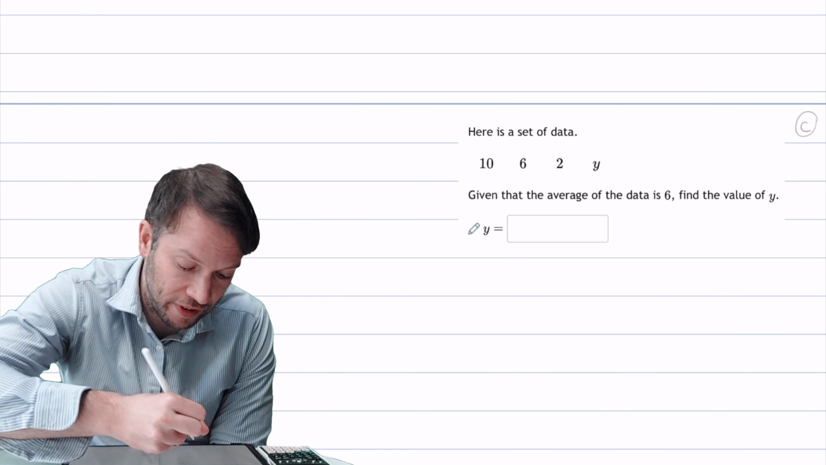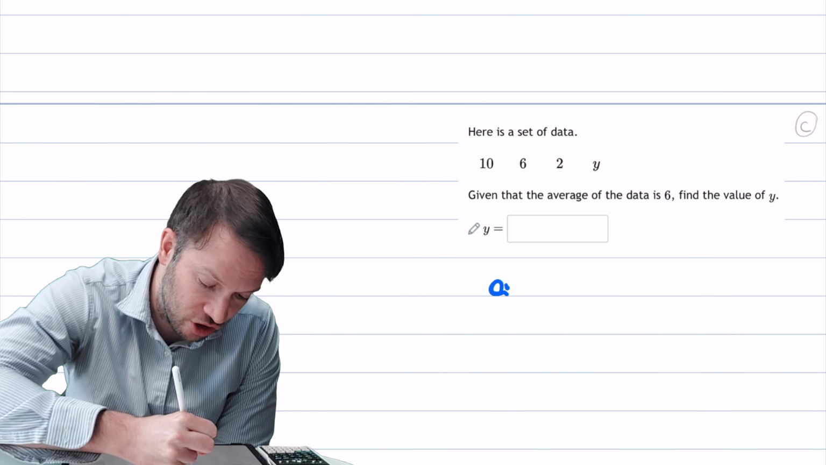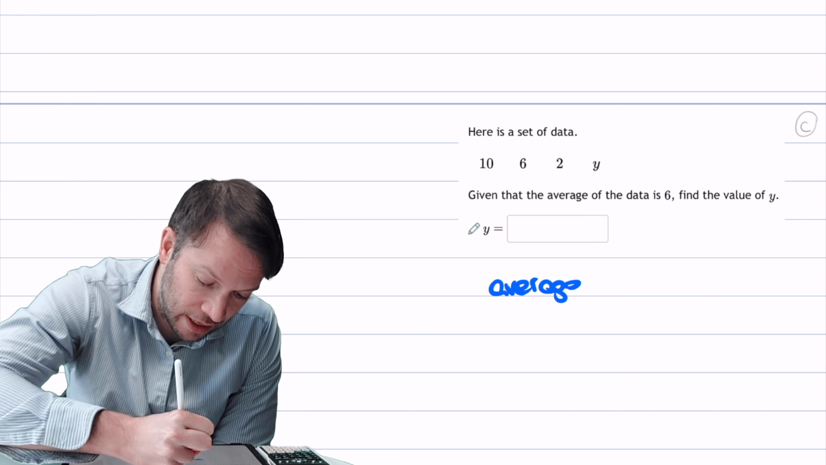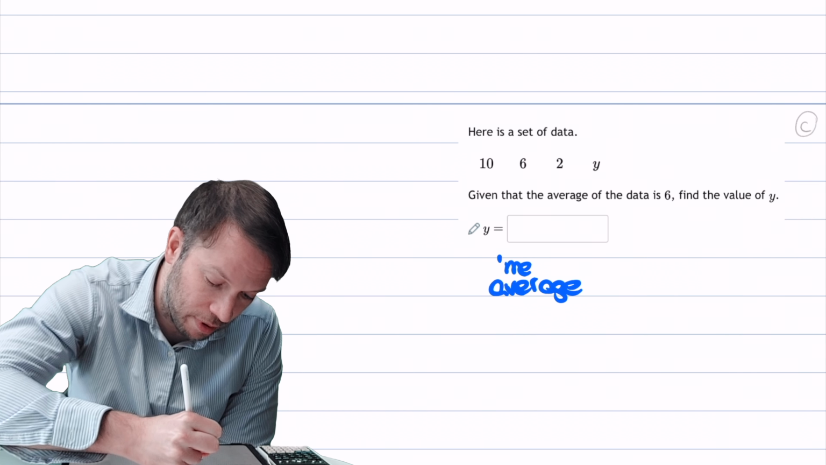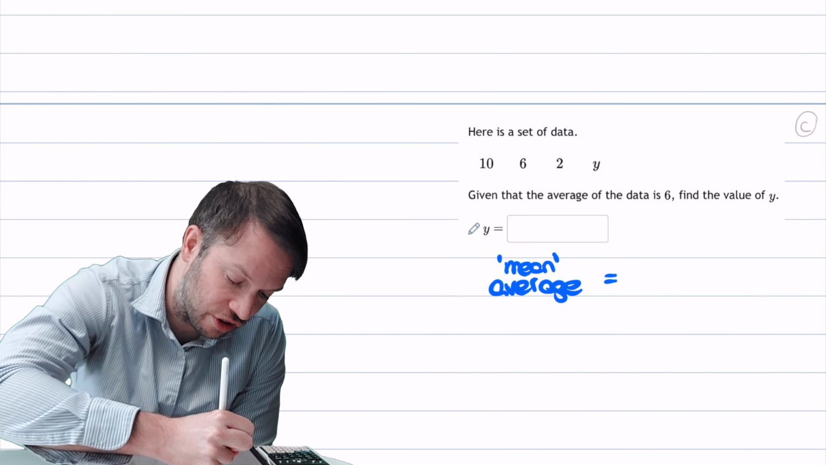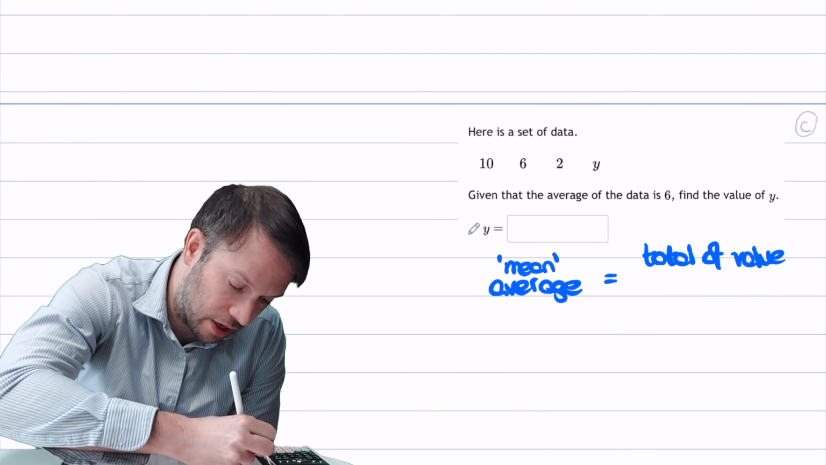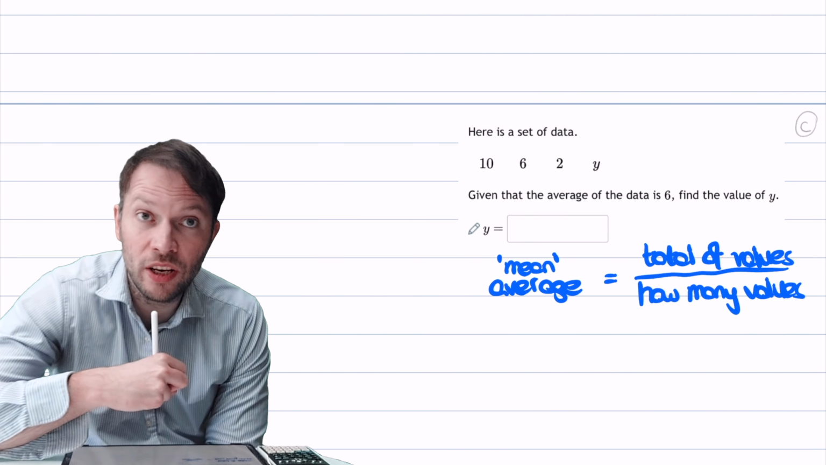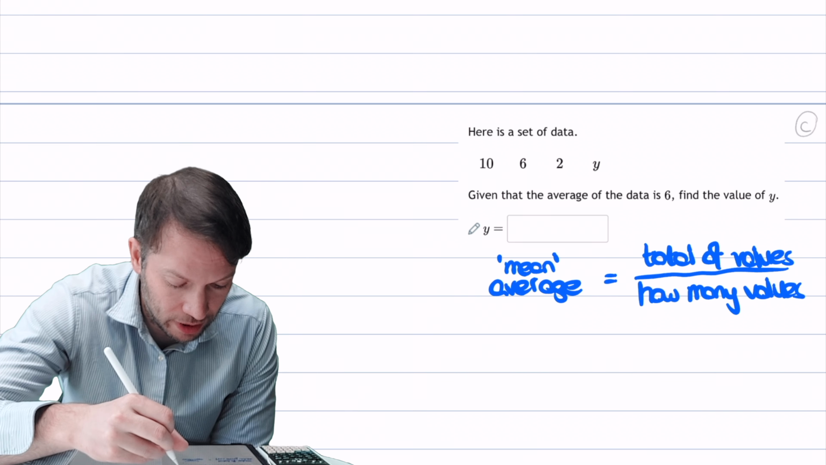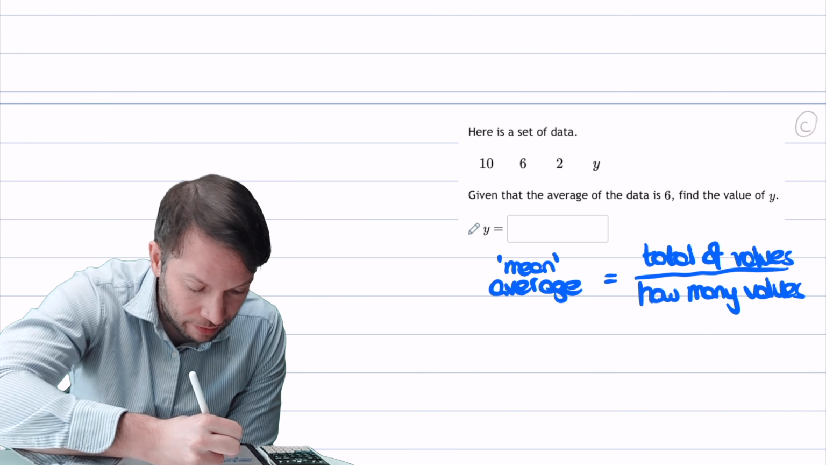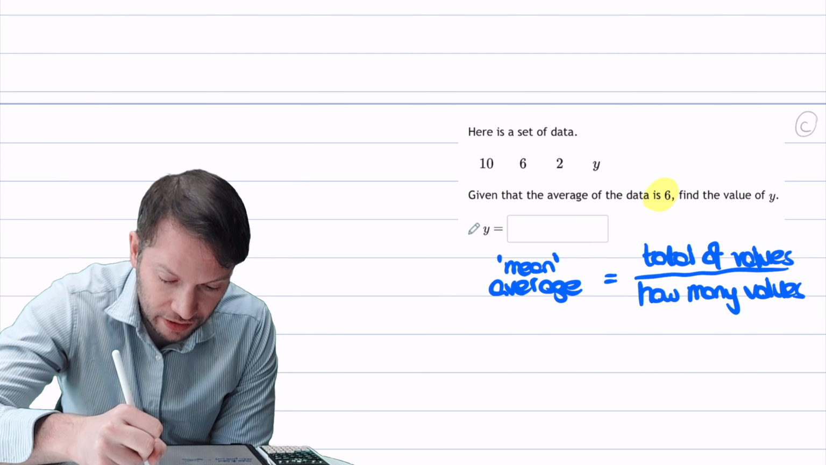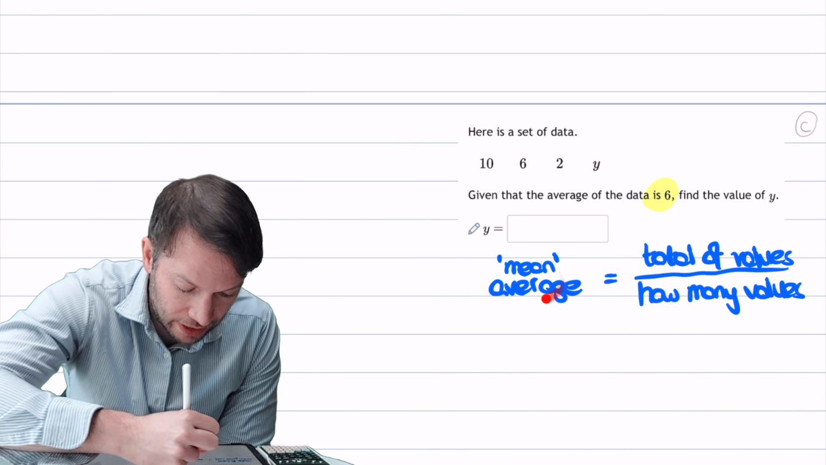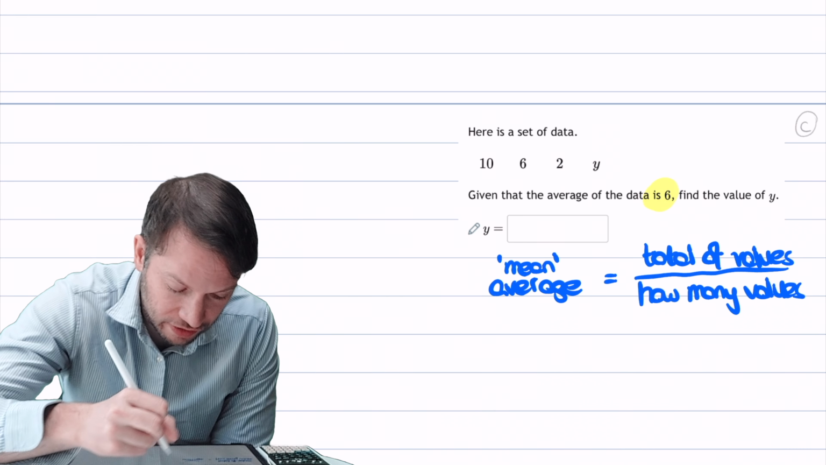And we saw the formula for calculating the average, specifically the mean average, it's a type of average, is equal to the total of the values divided by how many values there are. Now, if we substitute what we know in this question into that formula, it says the average of the data is 6. So that's this value here. The average, the mean average is 6.